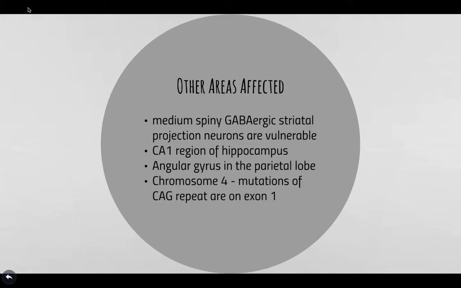And then other areas that might be affected are the medium spiny GABAergic striatal projection neurons. They're very vulnerable with this disease. The CA1 region of the hippocampus, the angular gyrus in the parietal lobe, and chromosome 4, because the mutations of CAG repeat are on exon 1 of chromosome 4. So that's those long repetitions of CAG repeat.